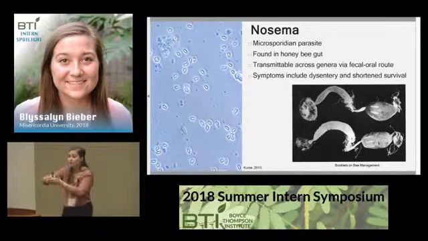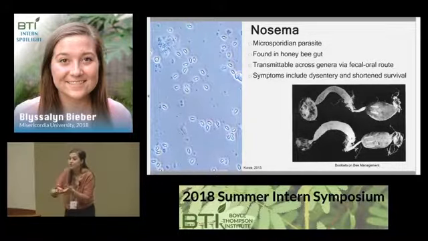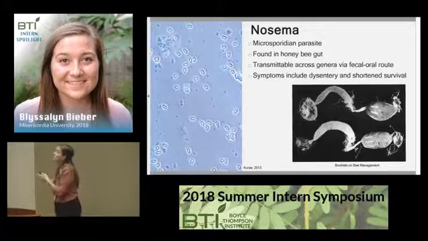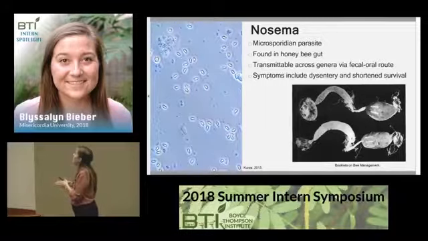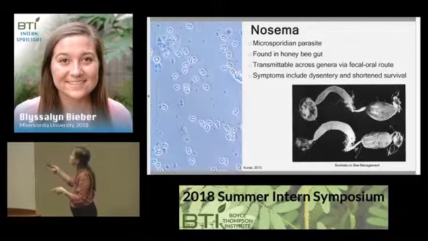So a honeybee's foraging on a flower, maybe it defecates, leaves. Another bee comes along and as it's foraging, perhaps ingests some of those spores. And we want to know if this is causing an infection or having any impact on these wild bees. But we do know that some of the symptoms of Nosema, at least within honeybees, include dysentery and shortened survival. So we want to know if that's happening elsewhere as well.